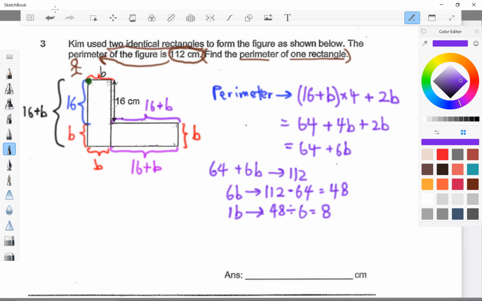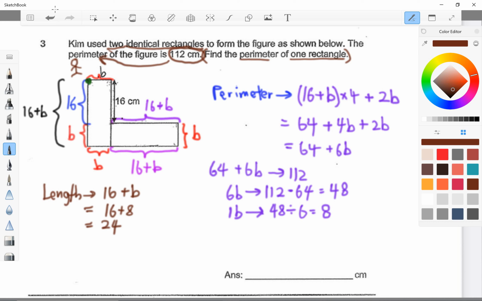So if b is 8, and I know that the length of our rectangle is 16 plus b, and since b is actually 8, it becomes 16 plus 8, which leads us to 24.